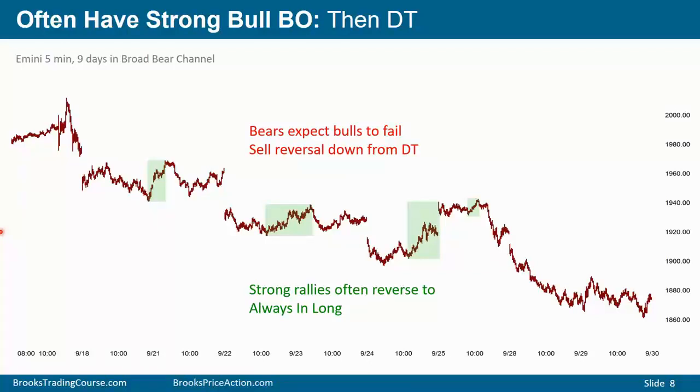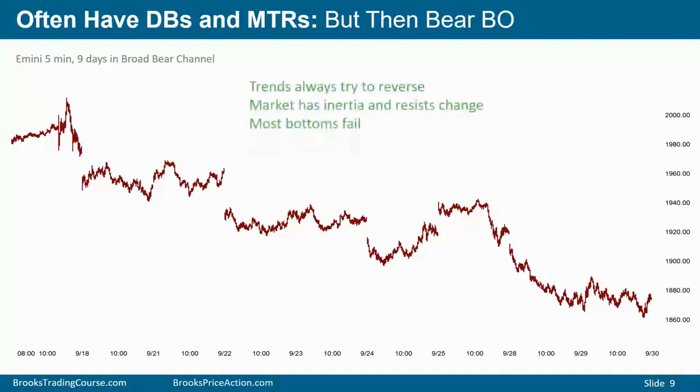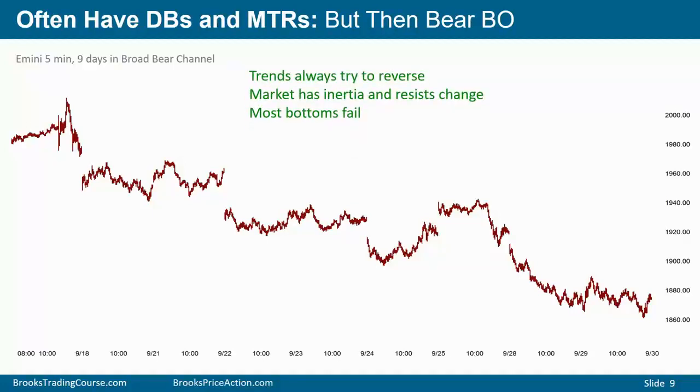Bears expect all reversal attempts to fail, and they're looking to sell reversals down. A break above a prior high, they'll sell the reversal down. Or they'll sell at the prior high and use a wide stop above an even higher high. All trends have inertia. A broad bear channel is not as strong as a tight bear channel, and certainly not as strong as a breakout, but most reversal attempts will fail.